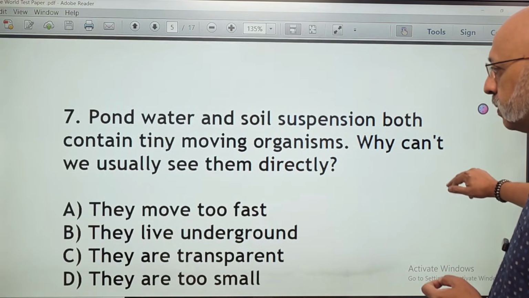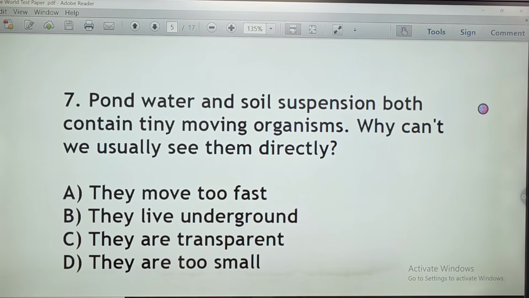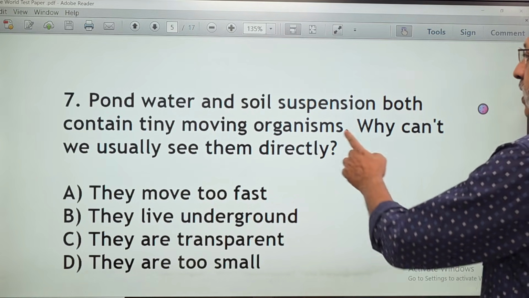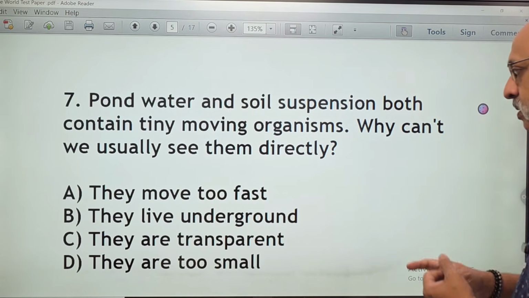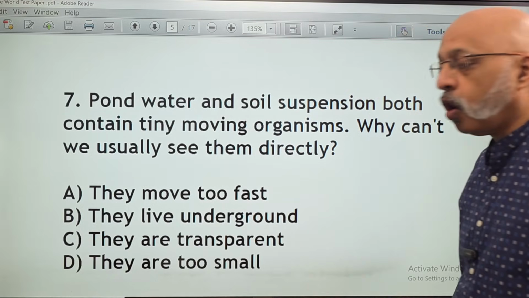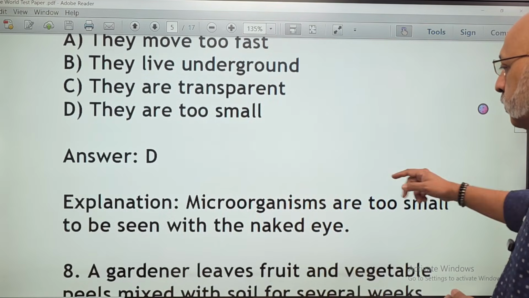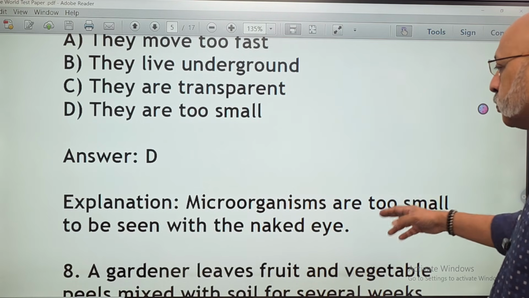Question number 7. Let me bring it up for you. Read this question, pause it, give the correct answer, and while you're doing so, take care to also think of the explanation. Always remember to ask the why and the how, right? So why can't we usually see them directly? The tiny moving organisms: either they move too fast, they live underground, they're transparent, or they are too small. Again, pretty easy. Option D, they are too small because microorganisms are too small to be seen with the naked eye.